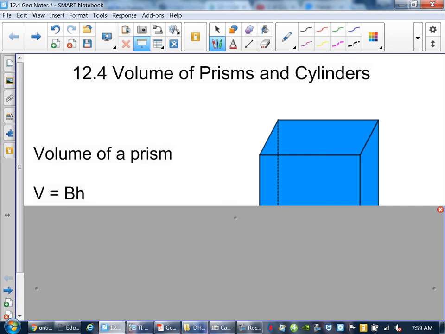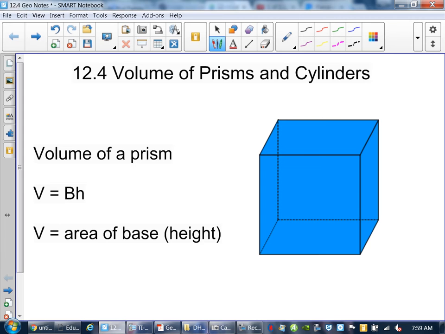Anyway, volumes of prisms. What's happening here is you're just multiplying the 3 dimensions. Volumes go into 3 dimensions. Volumes will be cubes. Volumes will be cubic inches, cubic centimeters, cubic yards, things like that.